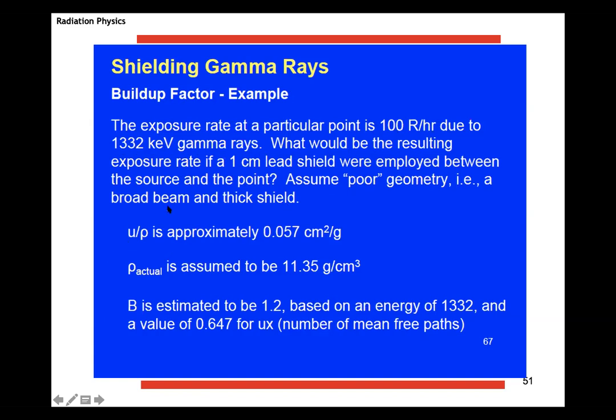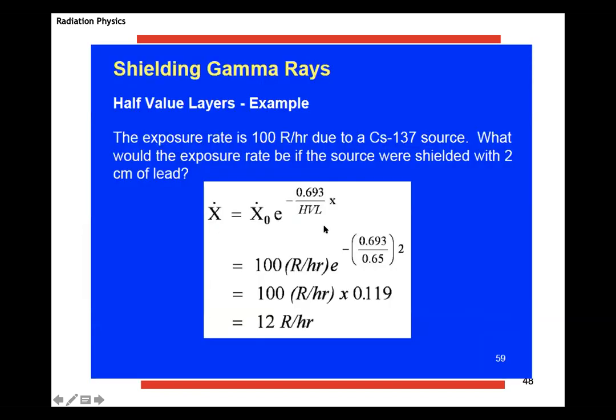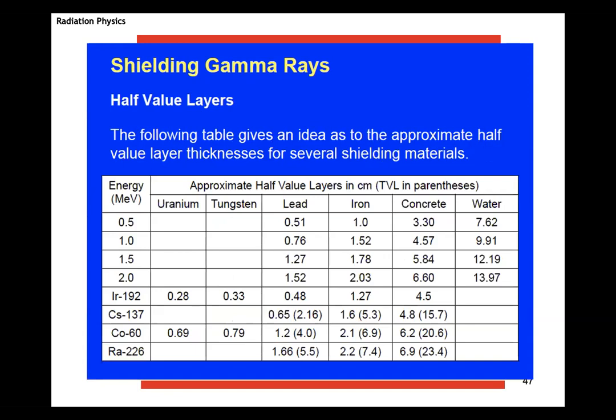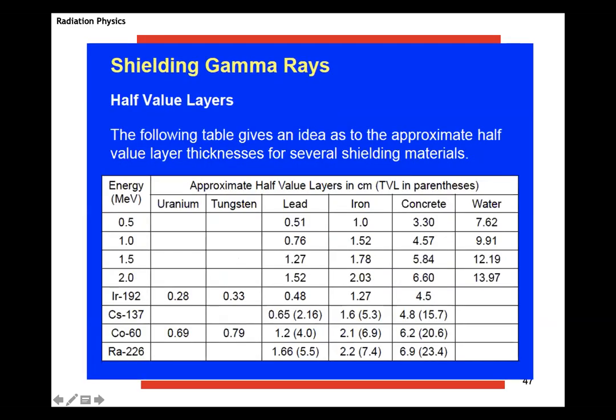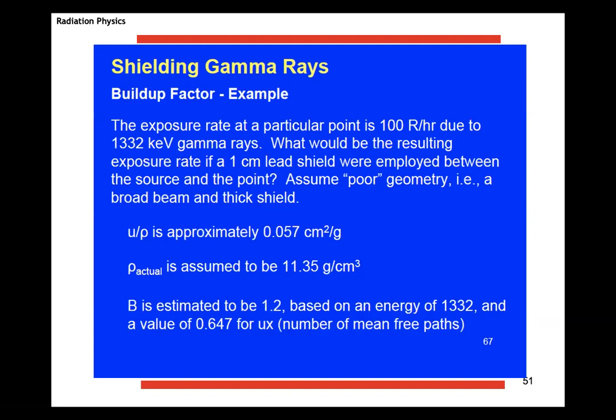So now, if you take the lead, the mass attenuation coefficient is 0.057 centimeter per gram. This probably you can see it here. This is the half value layers. I think I also had a table with the attenuation coefficient, but not for lead here. I'm sorry, but you can see it from the half value layers, of course. So this is approximately 0.057 centimeter square per gram, and the density of the lead is 11.35 grams per cubic centimeter. One of the highest densities in nature is the lead.